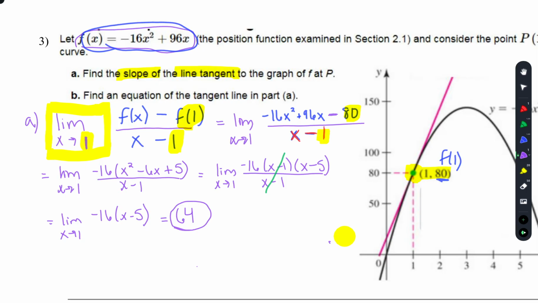No, because once you plug the 1 in, you've evaluated it. So once you plug the 1 in, it's just done. You can drop it. That's a good question.